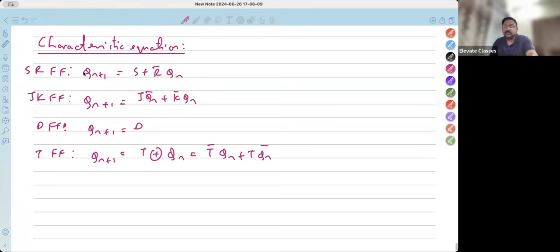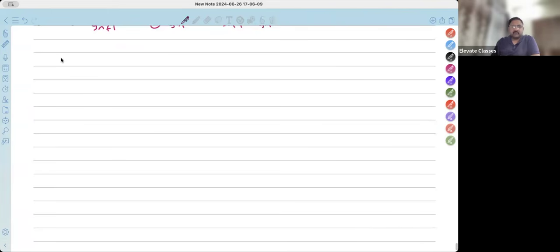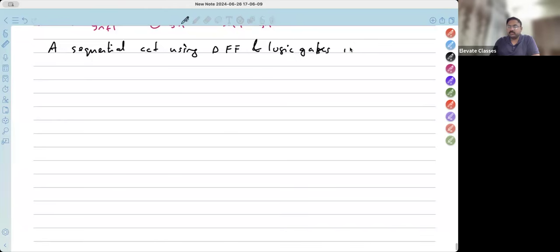You have this in your notes, so you don't need to write it. I'll just write down a problem and then we'll solve it. This will be the last problem that we solve. A sequential circuit using D flip-flop and logic gates is shown below. X and Y are the inputs and Z is the output.